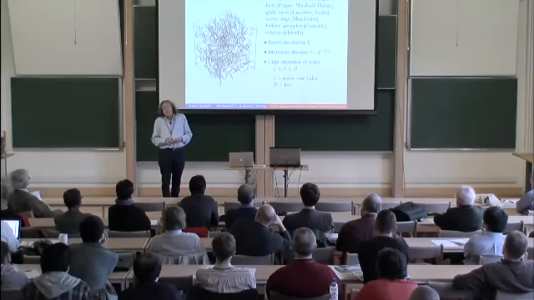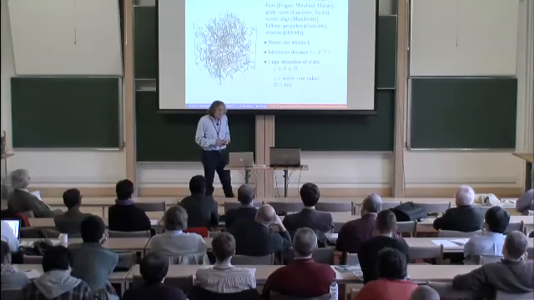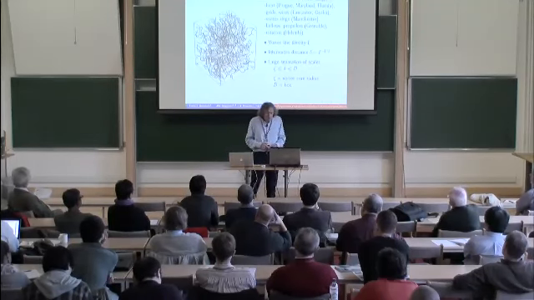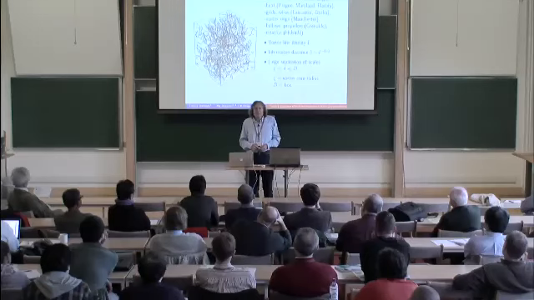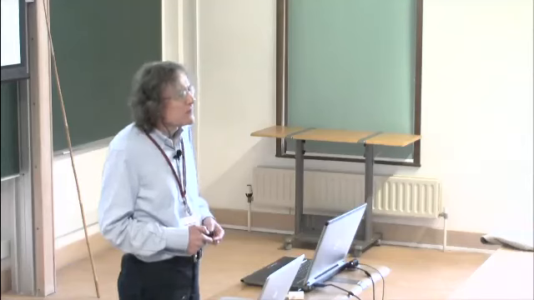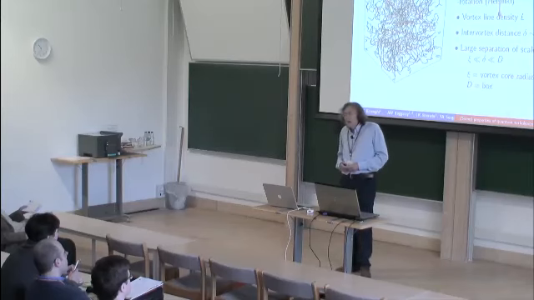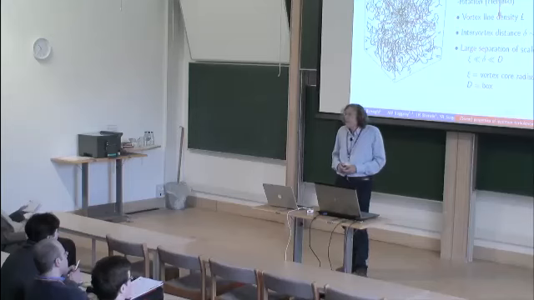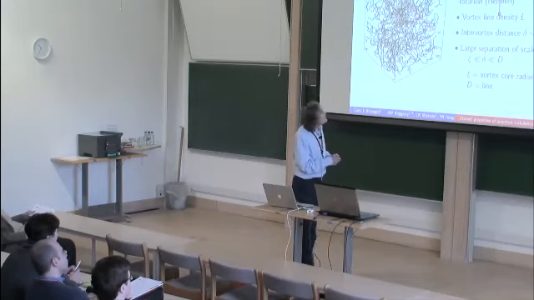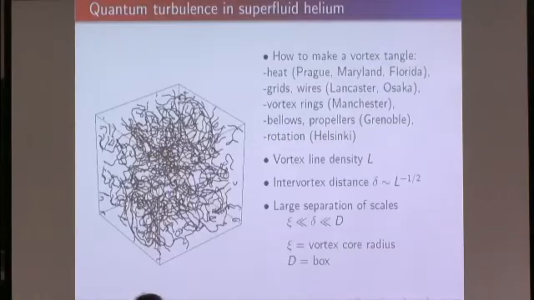What do people measure? Well, a variety of things. There is a quantity which is often rather easy to measure in these systems, which is called the vortex line density. That is the vortex length in a given volume, L. From that quantity, we can recover approximately the typical distance between vortex lines. And I shall call this quantity delta, the separation between vortices. And it's useful to stress the very large separation of scales which we have in these experiments.